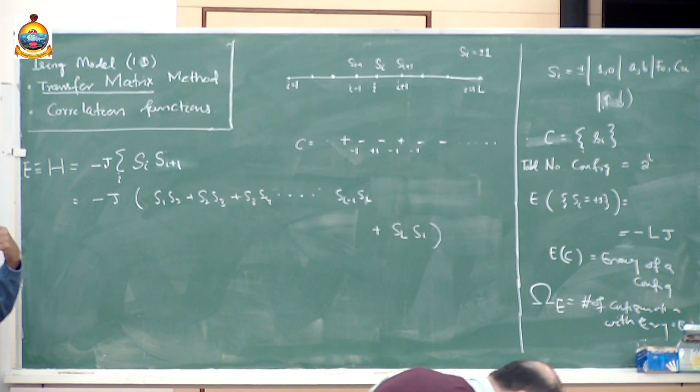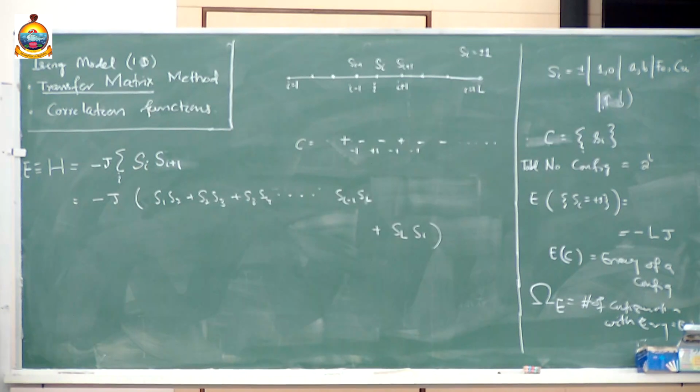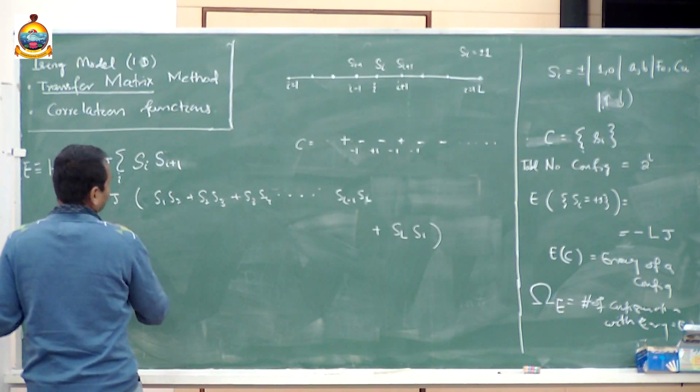And what kind of magnet is it? If all spins are aligned up, it is a ferromagnet. So this is a ferromagnetic system. By putting a minus sign here, what I am ensuring is that the minimum energy configuration is when all spins are up. So this is a ferromagnetic Ising model.